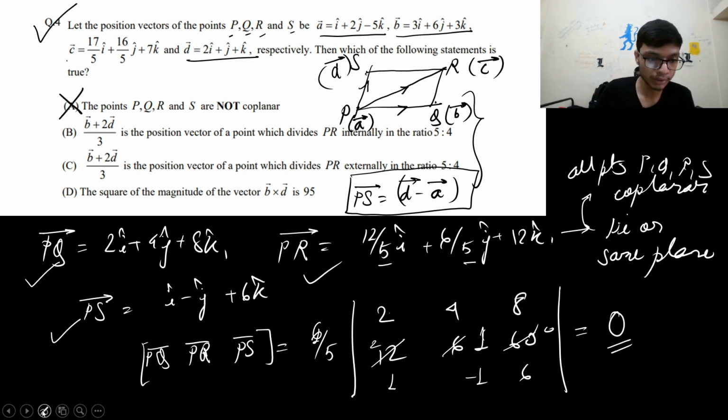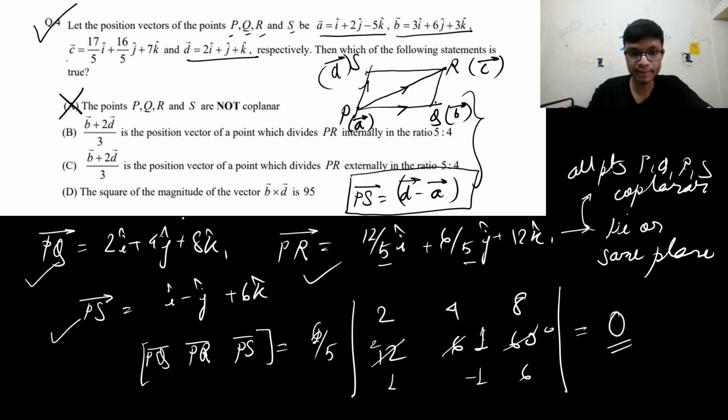Okay, so let us look at the second option. It says that B vector plus 2 times D vector by 3 is the position vector of the point which divides PR internally in the ratio 5:4. So if you talk of PR, PR is this particular line. It says B vector, so PR has a position vector of A and this is C.